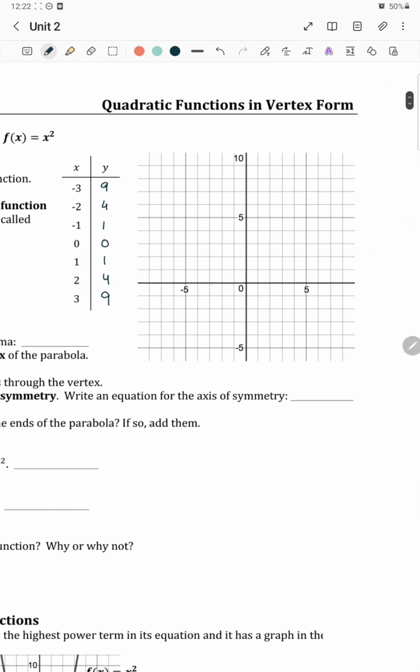So for minus 3, it would be plus 9, minus 2, it would be plus 4, minus 1, it would be plus 1, 0 would be 0, 1 would be 1, 2 would be 4, and 3 would be 9.